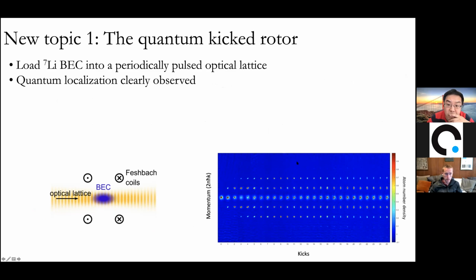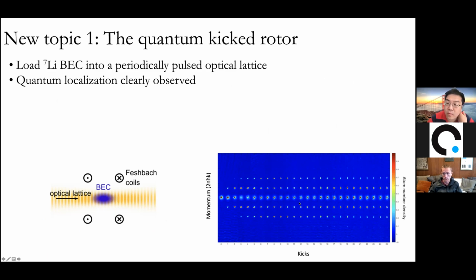And what we observe if we do this, oh, and by the way, we can tune the interactions because we have a nice Feshbach resonance in this atom. So we can tune them to 0 or kind of arbitrarily strongly attractive or repulsive interactions. And what we see if we do this is a lot like what Mark Raizen saw these many years ago, which is that the atoms do not infinitely absorb momentum from the drive, even in a classically chaotic regime.